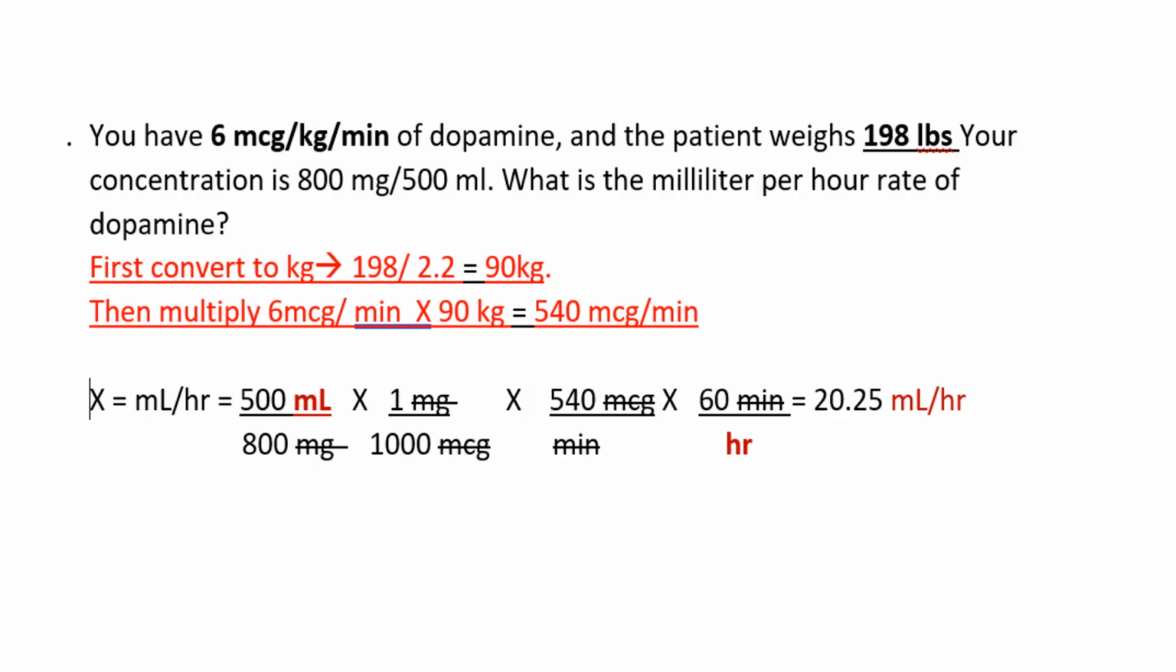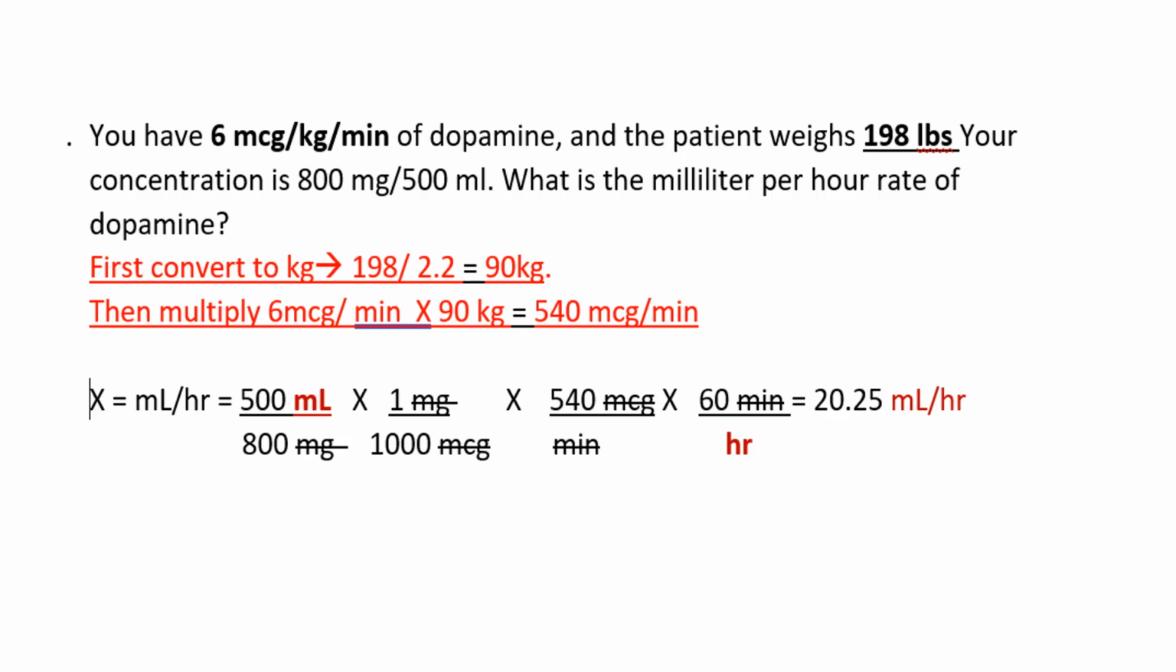This was on the other critical care practice sheet, so you can always certainly practice more. So we have 6 micrograms per kilogram per minute of dopamine, and the patient weighs 198 pounds. So your concentration is 800 milligrams over 500 ml. So what is the milliliter per hour rate of the dopamine? So we really first need to convert the pounds to kilograms. By doing so, we're going to take 198 and divide it by 2.2, and that's going to be our kilograms. So it's going to equal 90 kilograms.